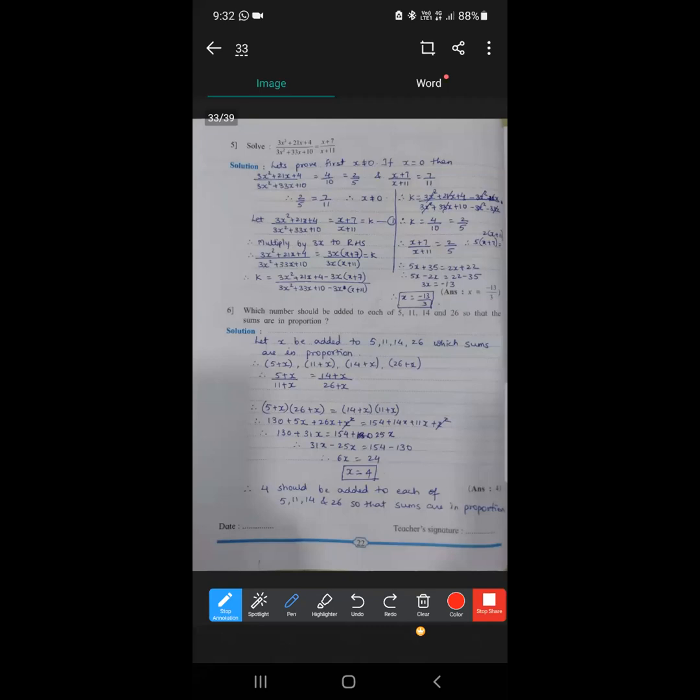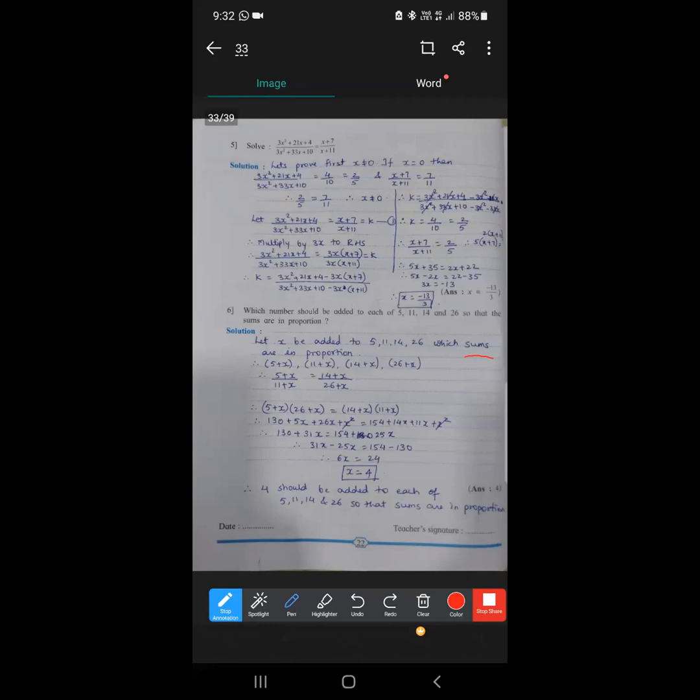Which number should be added to each? Now that number we don't know. Here they have given: which number should be added to each of 5, 11, 14 and 26 so that the sums are in proportion. Which number we don't know, so we will take it as x. So let x be added to 5, 11, 14 and 26 such that their sums, sum means addition, are in proportion.